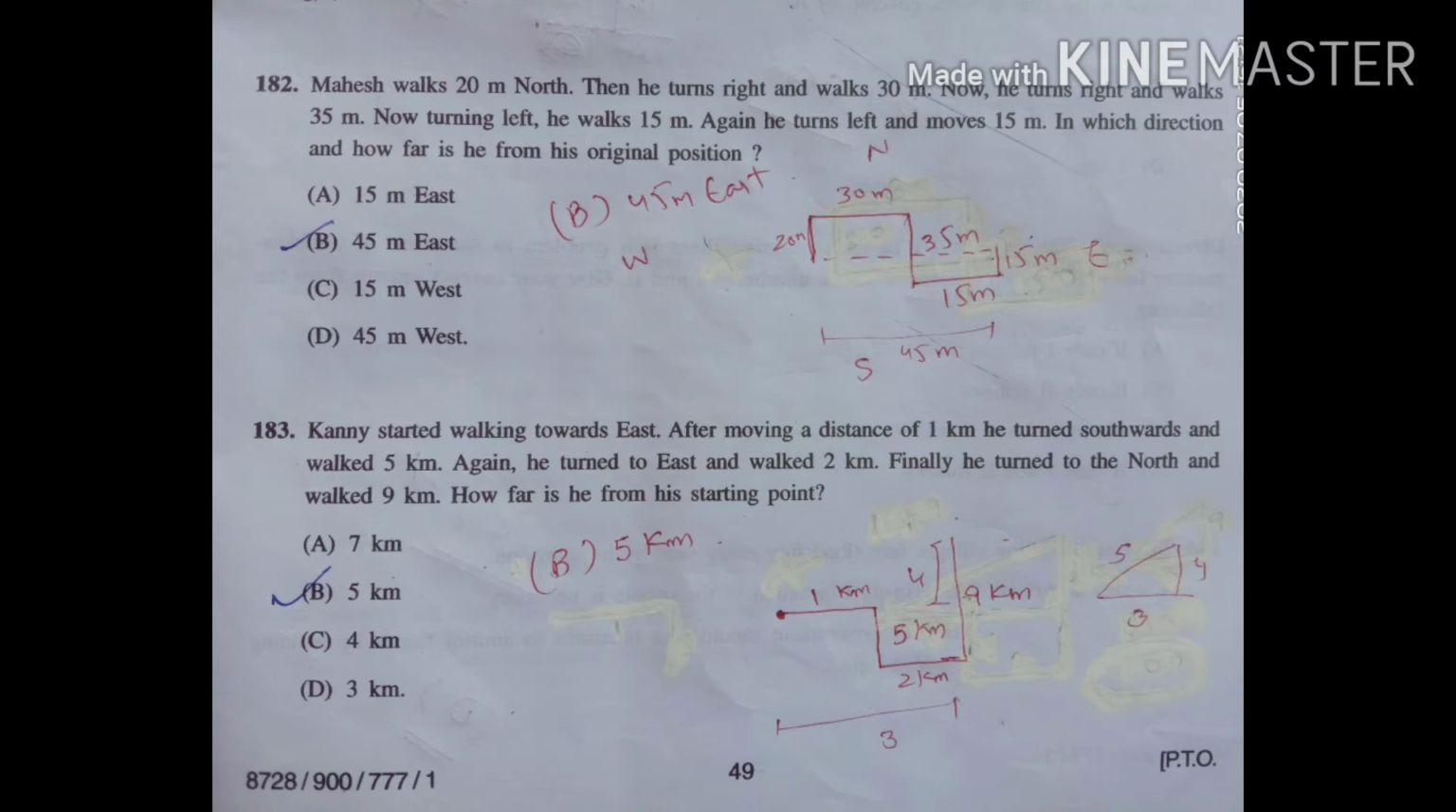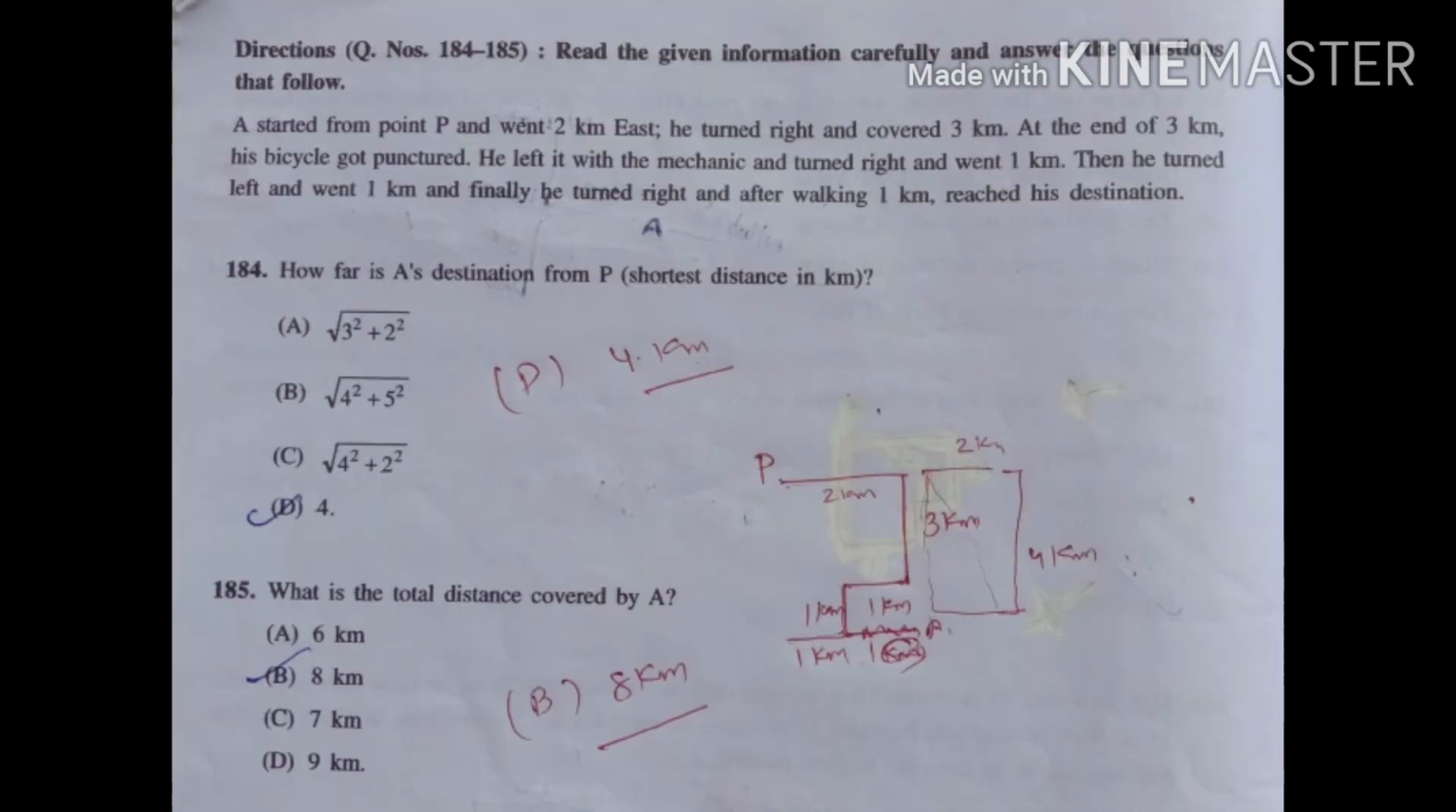So from the very starting point, he moved to the east direction for 1 kilometer, then to the south direction for 5 kilometers, and then again to the east direction 2 kilometers, then moved to the north side by 9 kilometer. So he is 5 kilometer from his original position, on the hypotenuse side. So move to the further question.